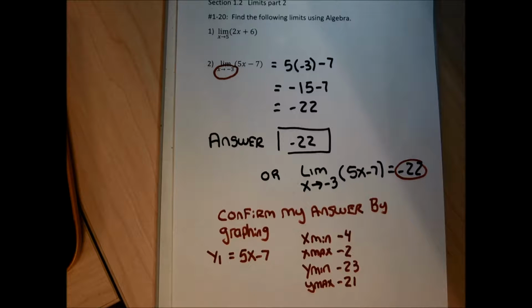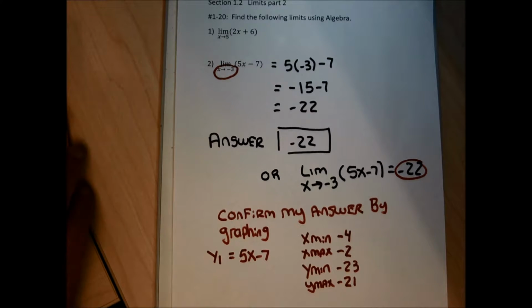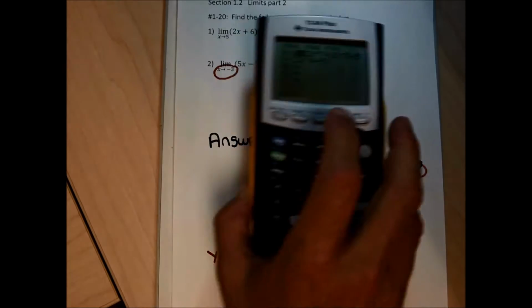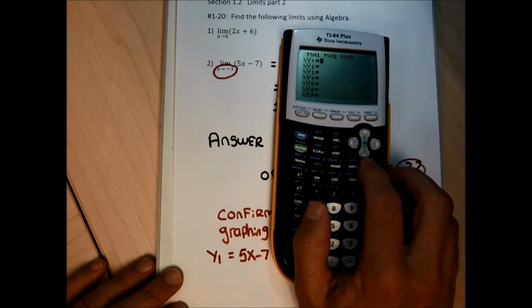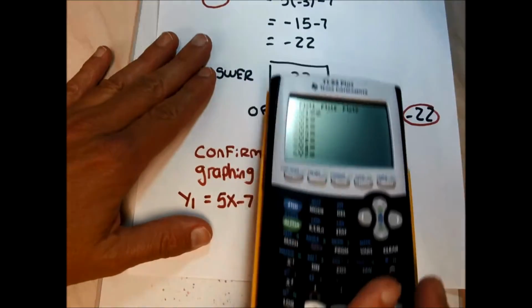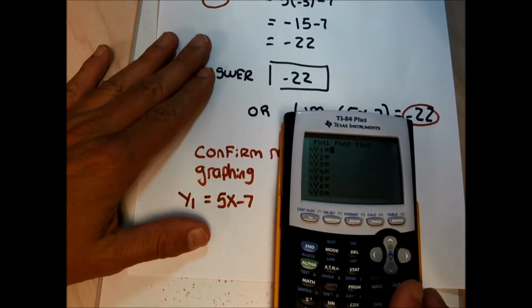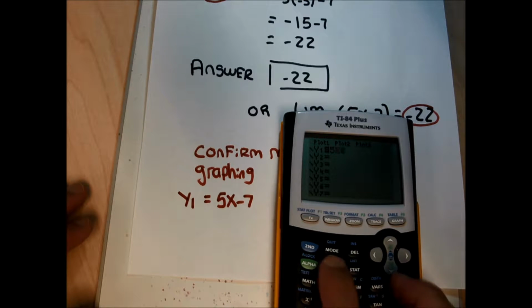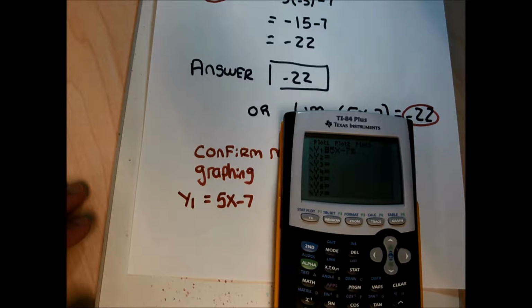In fact, I think because of the way I'm setting up the window, that the limit's just going to pop out. But I'll show you anyways what I mean. So I'm going to clear out anything that I have in my calculator that I was using for graphing for some other problem. And I'm going to enter the function 5x minus 7. And if I did a graph of this, it's just going to be the graph of a line.